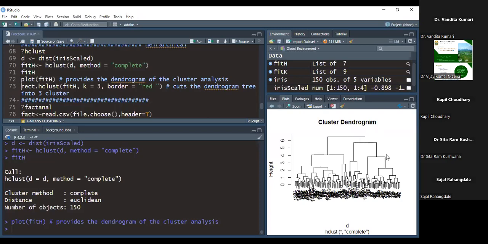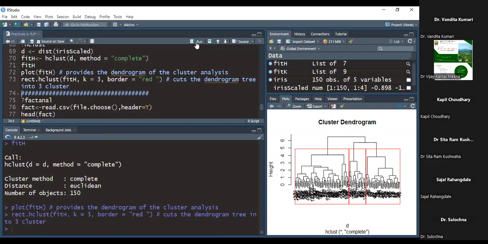And the dendrogram has been developed on the basis of hierarchical cluster. Now we would like to cut this dendrogram tree into 3 clusters. So what will we use? We'll use rect.hclust. This function is used to cut into 3, and the border will be in red. You can use any color name. I've used red, so the dendrogram will be cut into the 3 clusters using a red line. See, these are the 3 clusters in which our data, 150 data points, has been divided, right? So this is about the cluster analysis.